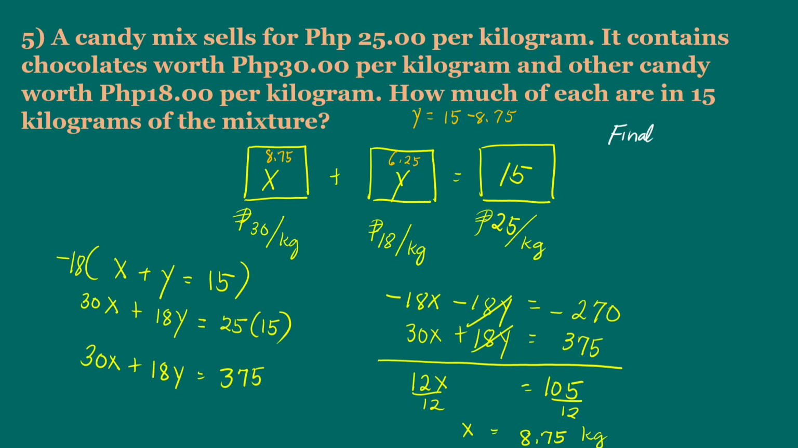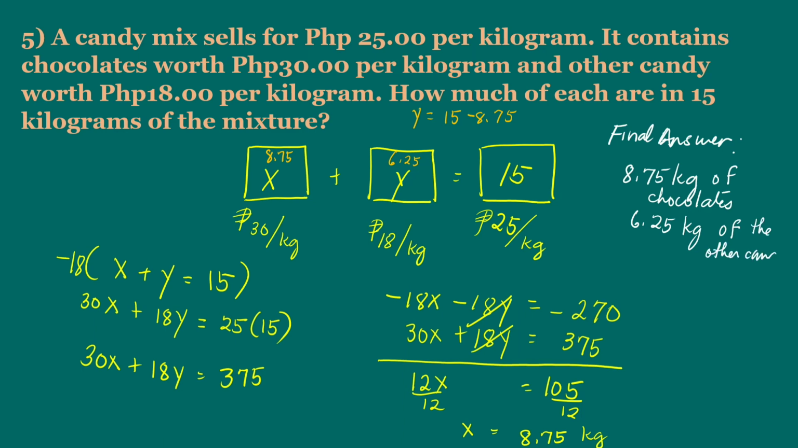The final answer is that we need 8.75 kilograms of chocolates and 6.25 kilograms of the other candy to be mixed. Okay.